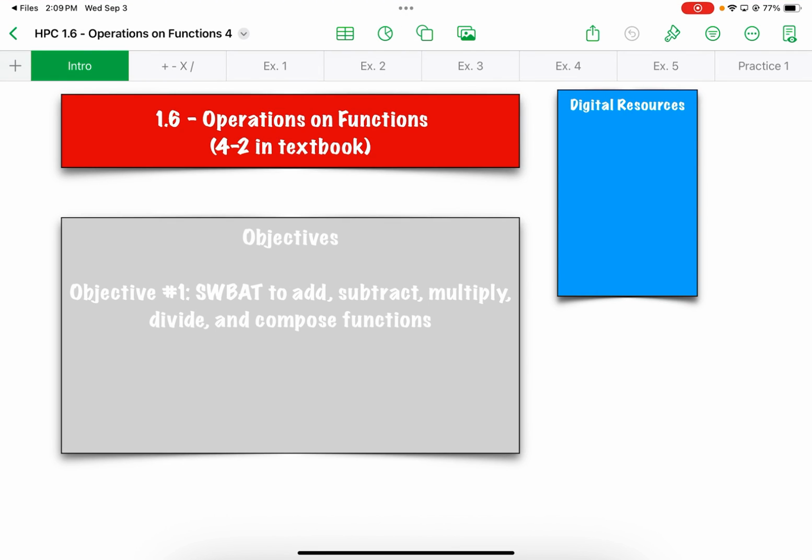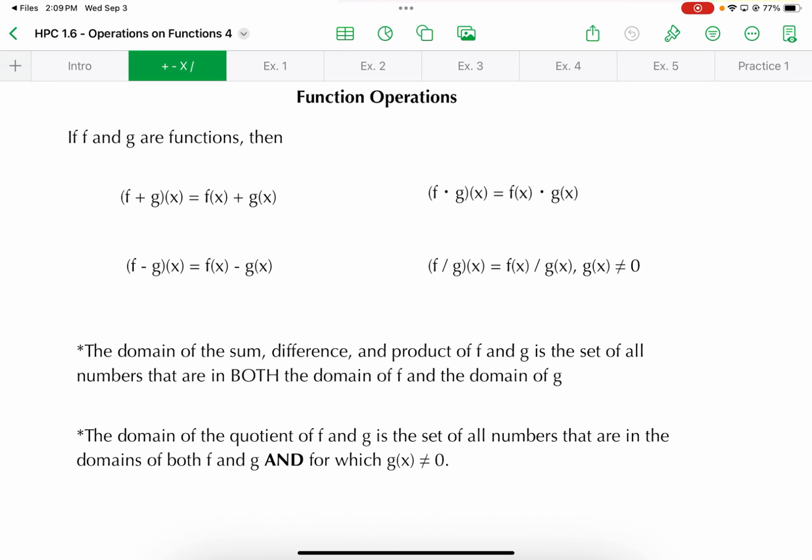All right, main objective today, we are adding, subtracting, multiplying, dividing our functions, and we're also going to compose them, find the composition between the two. Okay, so let's start with the four main operations.